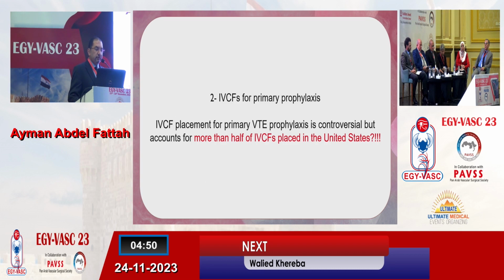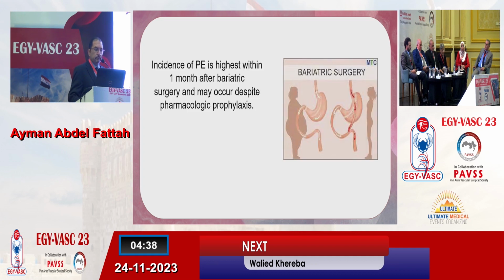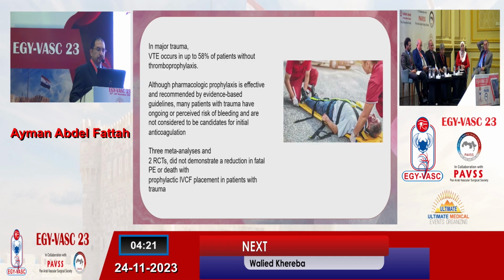For prophylaxis, inferior vena cava filter placement for primary VTE prophylaxis is controversial, but accounts for more than half of IVC filters placed in the United States. Incidence of pulmonary embolism is highest within 1 month after bariatric surgery and may occur despite pharmacological prophylaxis. Randomized control trials didn't show any advantage of using prophylactic IVC filters.